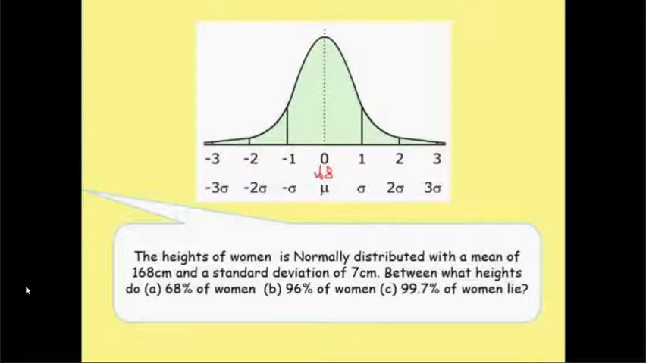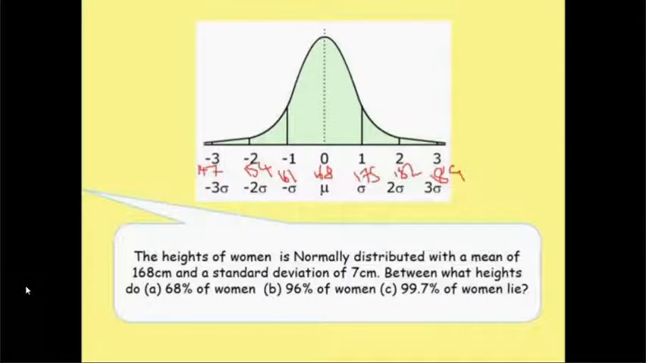Which means this one here is going to be 168 plus 7, which is 175. Plus 7 again to get another standard deviation, which is 182. Plus 7 again, 189. And going back the other way, you've got to subtract 7. So 168 minus 7 is 161. Minus 7 again is 154. Minus 7 again is 147.